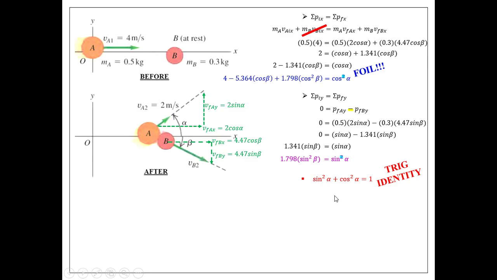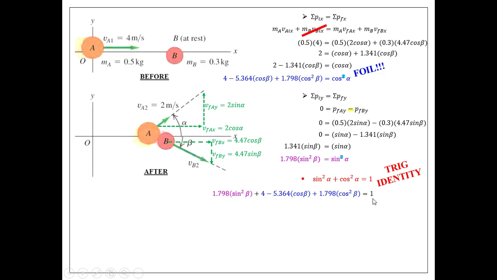All right, so now that I have cosine square and sine square of the same angle, I can substitute in for here. So I'm just going to do that really quick. So here, sine square is substituted out for 1.798 sine square beta, and then cosine square of alpha is all this stuff up here in blue. So I carry the left side down, where there's the 4, there's the negative 5.364 cosine of beta, and then plus the 1.798 cosine square of beta. And all that equals 1.